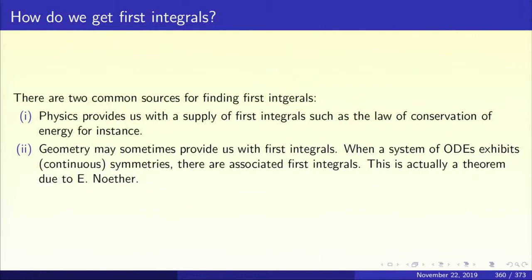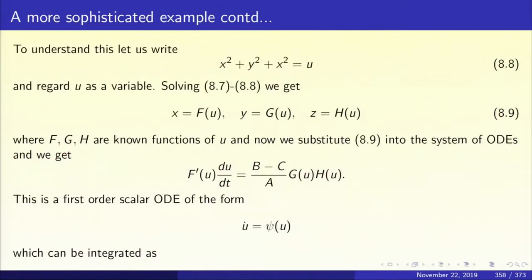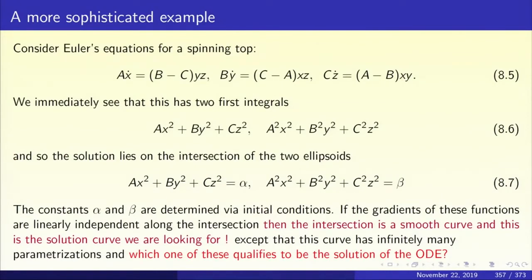So the next problem is, how do we get the first integrals? Who is going to give us the first integrals? For Euler's equations for a spinning top, we got two first integrals, 8.6. How could we guess that these are the two first integrals? For the harmonic oscillator, we had a first integral x squared plus y squared. How could we guess that there was an integral like that?